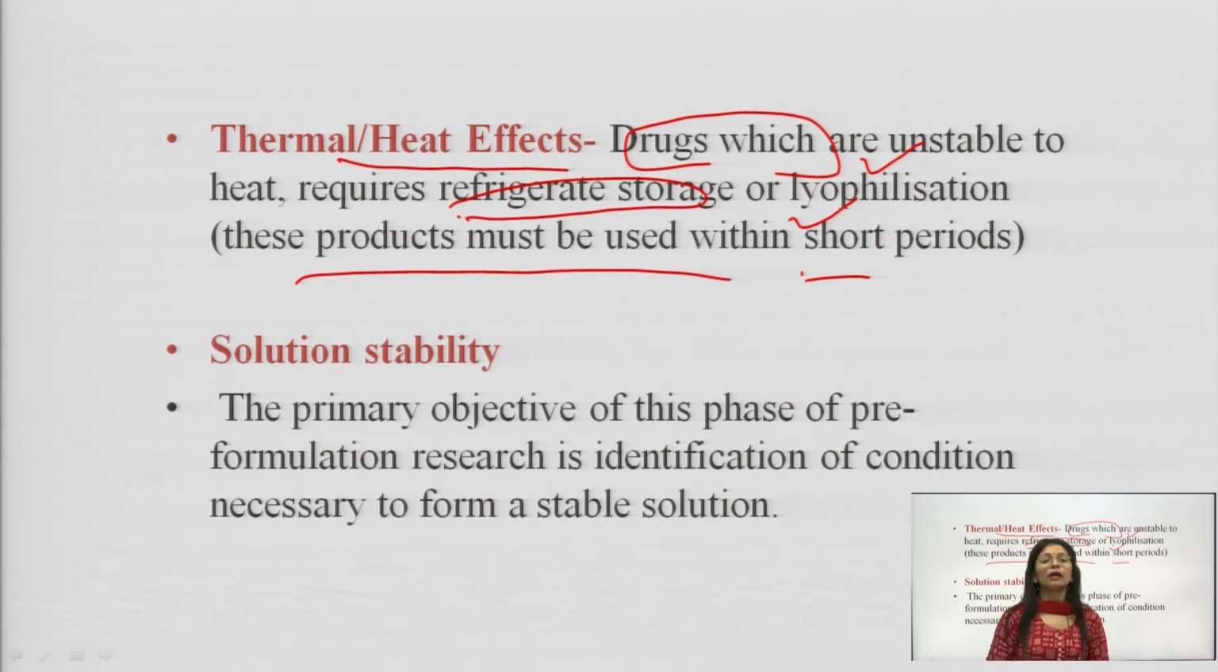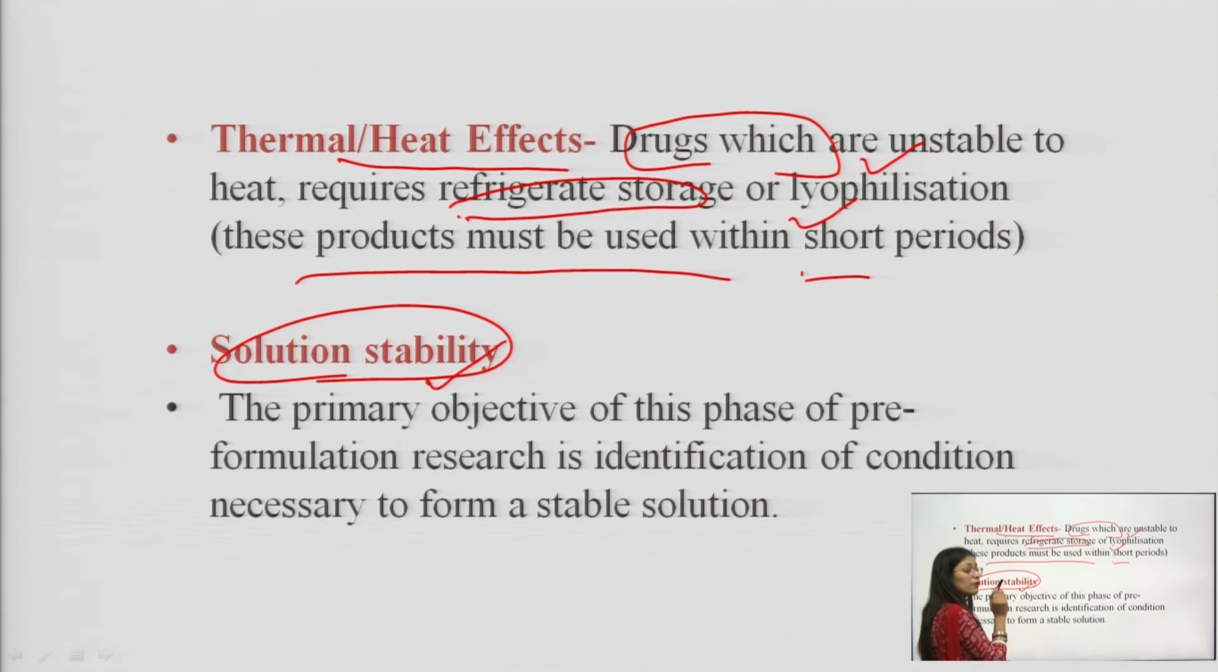Another is solution stability. Solution stability plays a major role, as I told you in the first slide. The primary objective of this phase of pre-formulation research is identification of conditions necessary to form a stable solution. As we are working on parenteral products, they need to be introduced into the veins. So they need to have solution stability, meaning the solution that we are using should have proper stability.